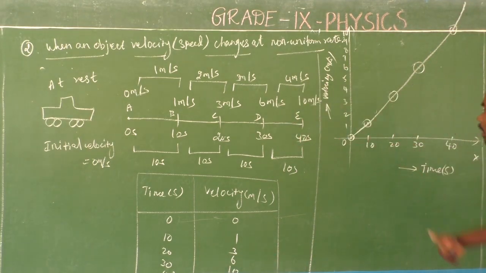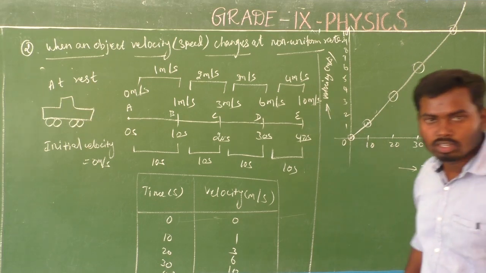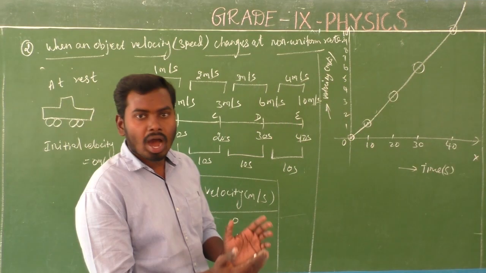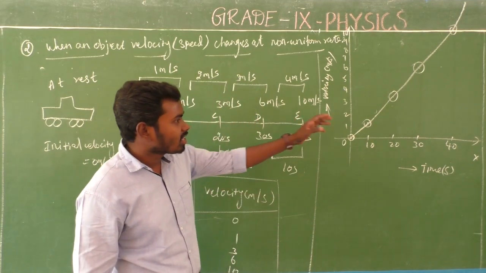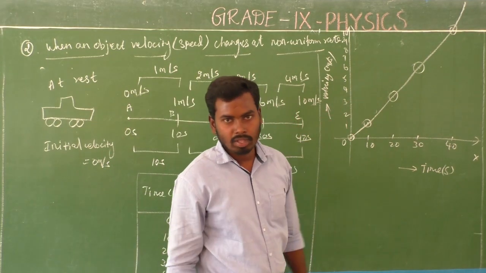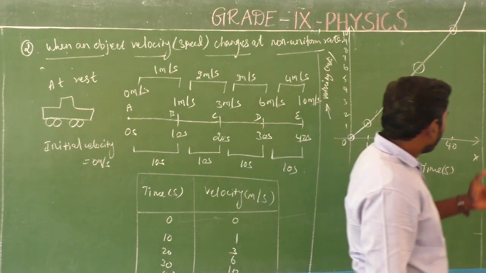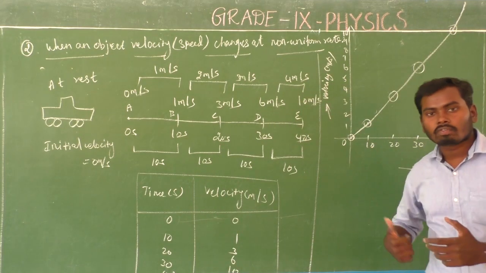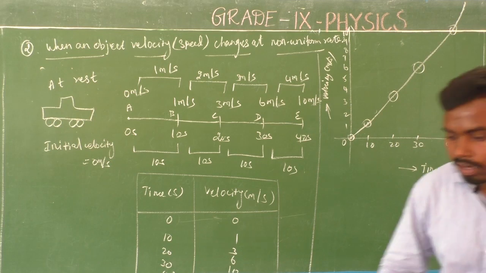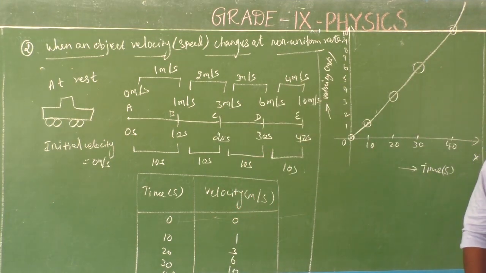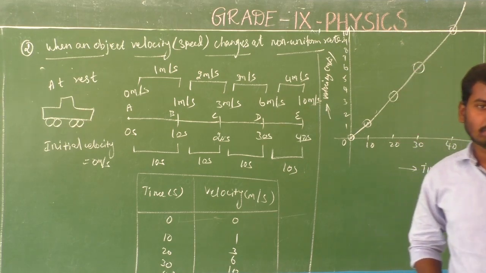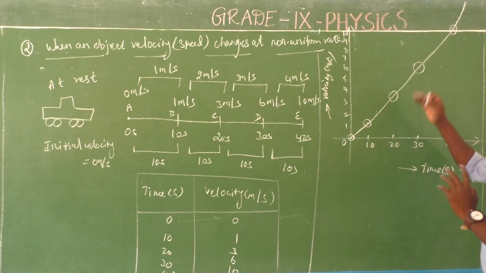So what does this curved path reveal? The object moves at a non-uniform rate, which means non-uniform velocity. That is the reason why there is a curved path. Is it clear? Yes. So with the help of this graph, we can find out the acceleration of the object as well as the magnitude of the displacement. So consider any 2 points.